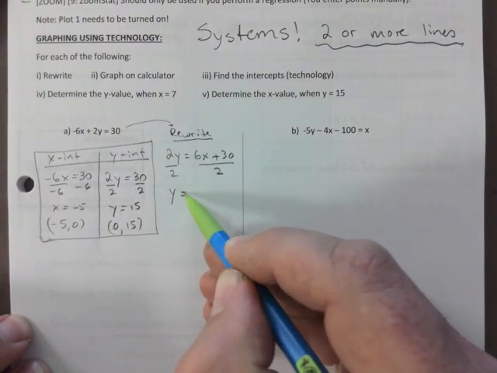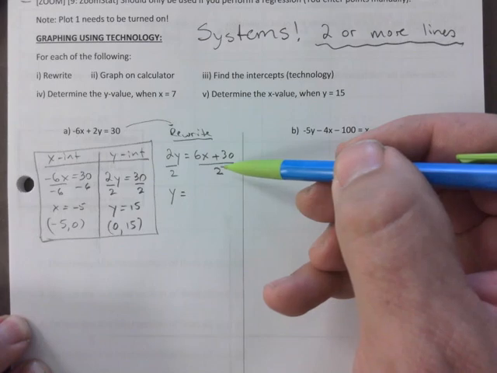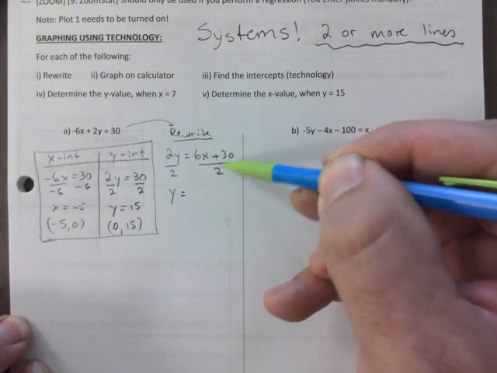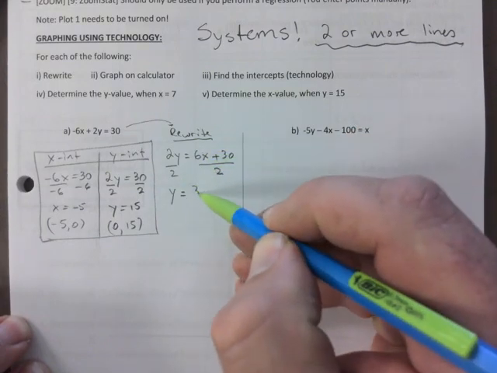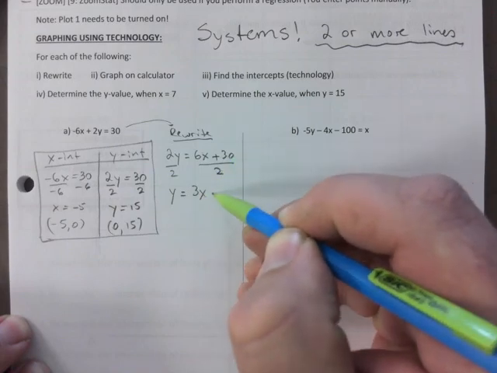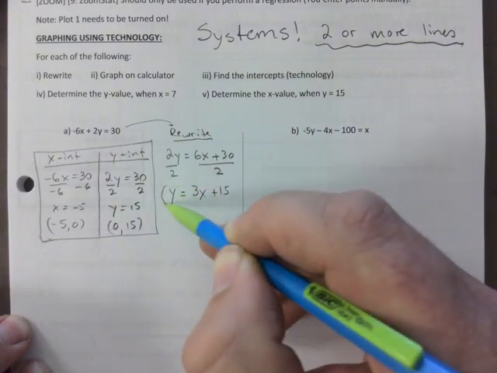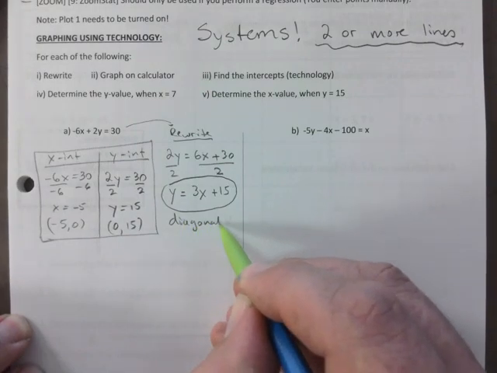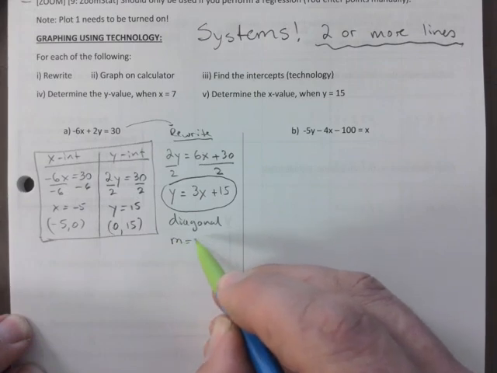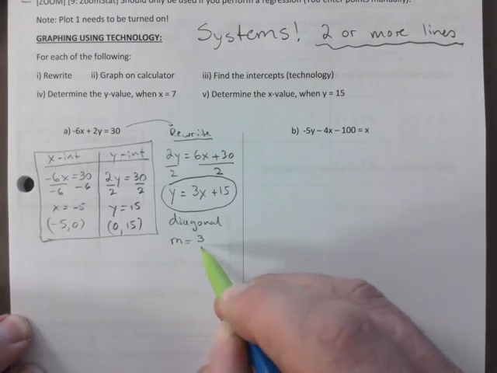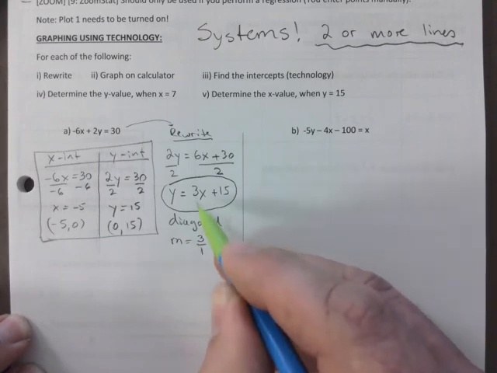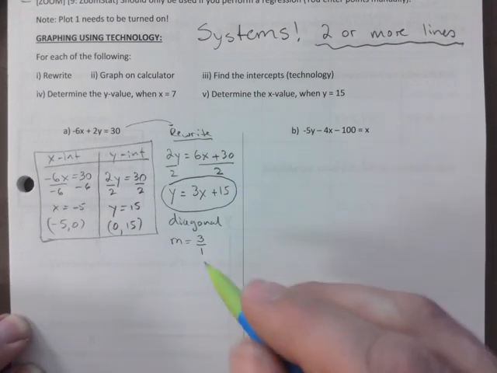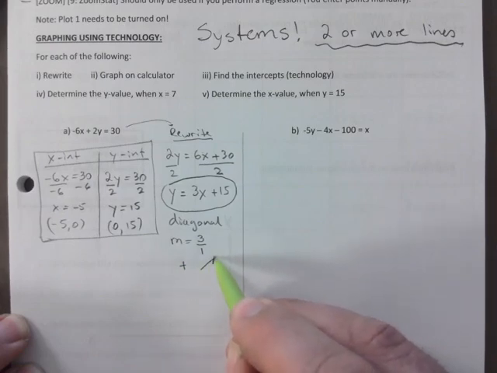You end up with y. It's been a while since you were in intro, right? But when I do this, folks, the 2 affects both of them. So it's 6x divided by 2, that's 3x. 30 divided by 2, that's 15. This is the rewritten form. It's a diagonal. Slope is what? If I asked you for the slope, you say 3 or 3 over 1, right? It's a rise of 3, a run of 1. It's positive, so I'm expecting my line to go like this.